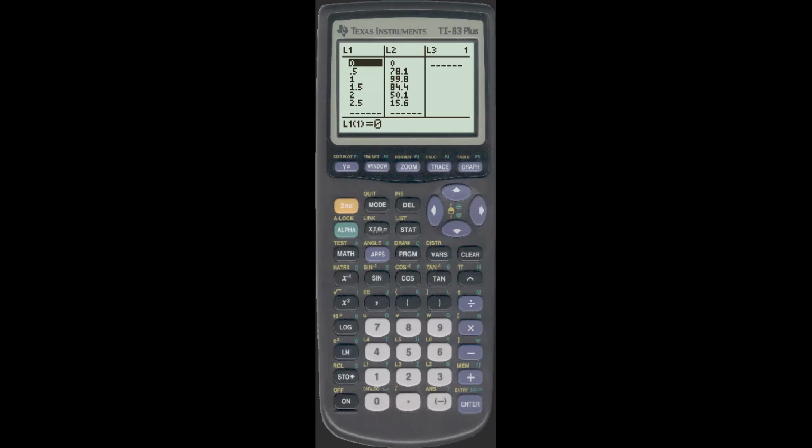Okay, so I have all the numbers put in correctly. I'm going to click second and then stat, right? No, just stat. Oh shoot, I accidentally messed that up. My screen says names, ops, math. Okay, hit stat again. Second quit always gets you back to your home screen. All right, now I'm on the correct thing.